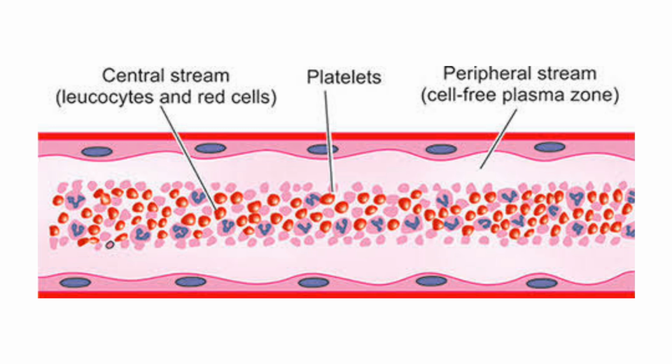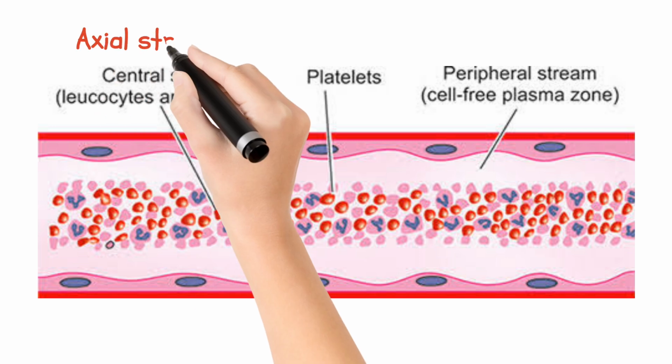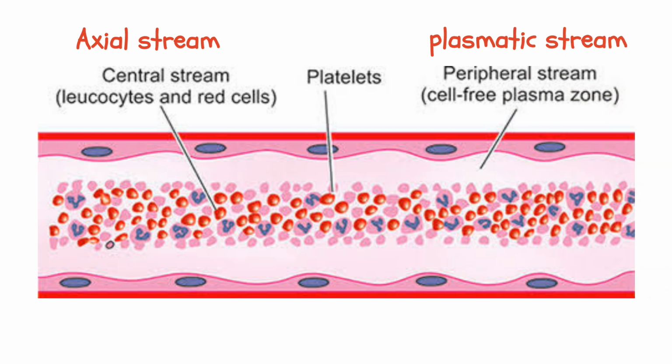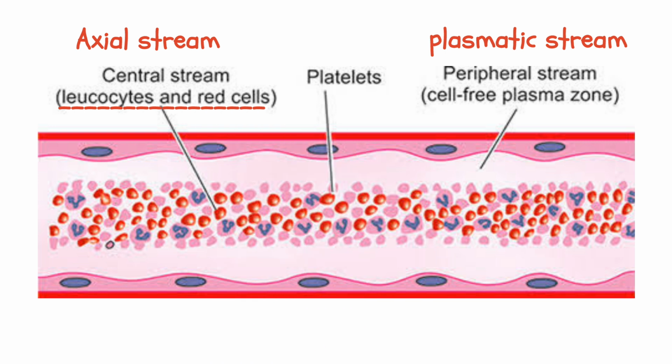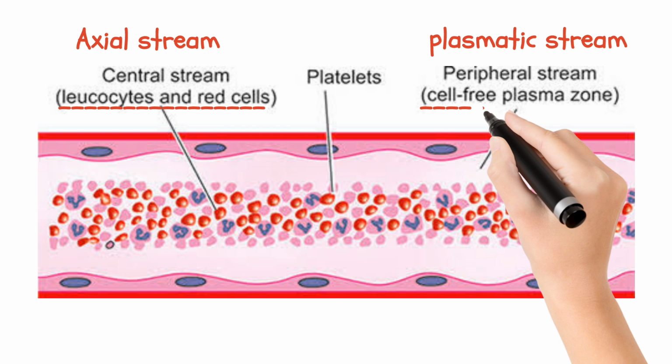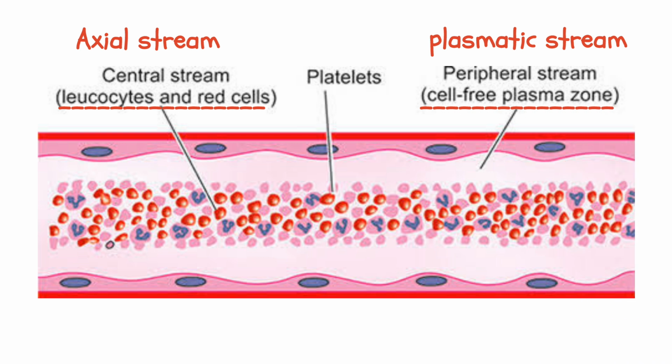What about the bloodstream? Normally in the bloodstream of a blood vessel, there are two distinct zones: the axial stream and the plasmatic stream. The axial stream, which is in the center, is where you find the erythrocytes and leukocytes. The plasmatic stream, which is external to the axial stream and is in contact with the wall of the blood vessel, is where you find the plasma. So the plasmatic stream consists mainly of plasma. And these cellular elements that are in the axial stream, that's the erythrocytes and leukocytes. Erythrocytes are also known as red blood cells.